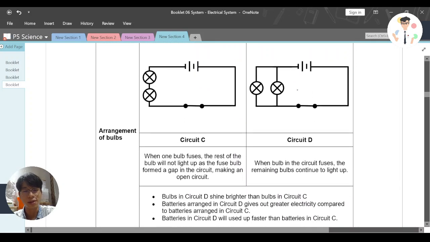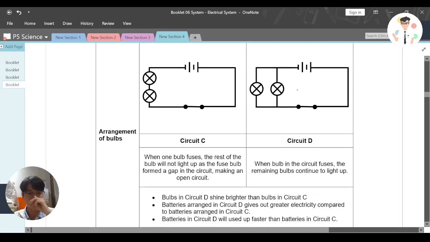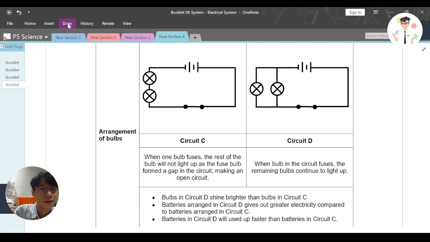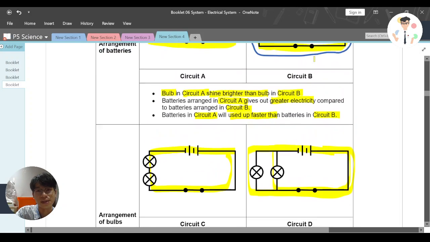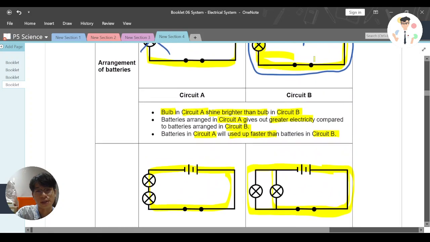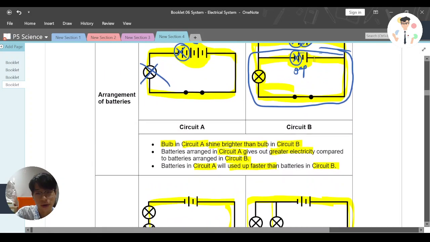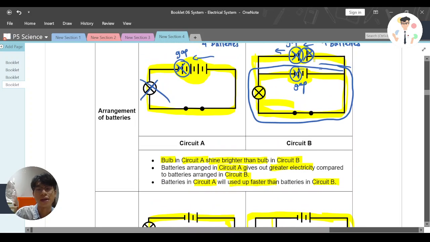Now, if you look at the next ones, circuit C and circuit D, you may wonder what this means. Again, circuit C is a series circuit, as you can see, just one round. But in circuit D, I have one round here and I also have another round here. So what is the difference between A, B, C, D? A and C are one round, while B and D depend on having two rounds or three rounds.